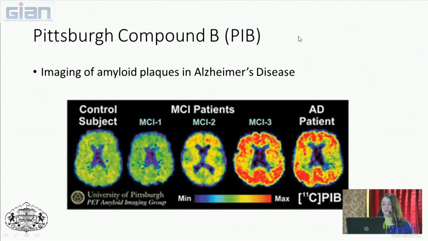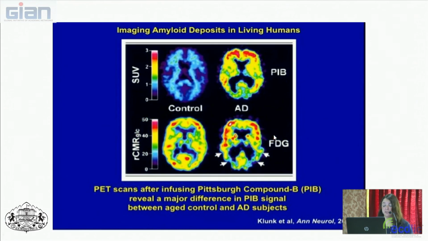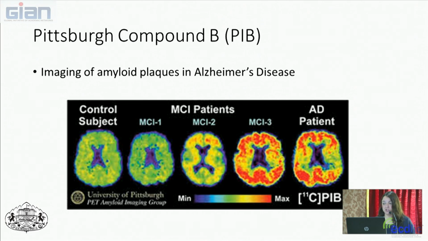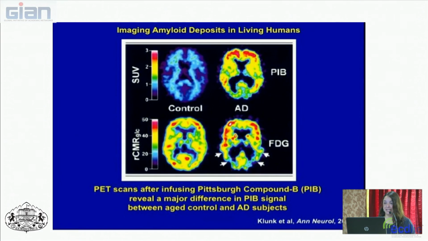So you can see that they had three different patients that had mild cognitive impairments and a person with Alzheimer's disease. And the red areas are where you can see these amyloid plaques building up. So this person with cognitive impairment didn't seem to have any plaques, whereas this person here may actually have not only mild cognitive impairment, but may also have Alzheimer's disease. This is looking at more of the amyloid deposits.